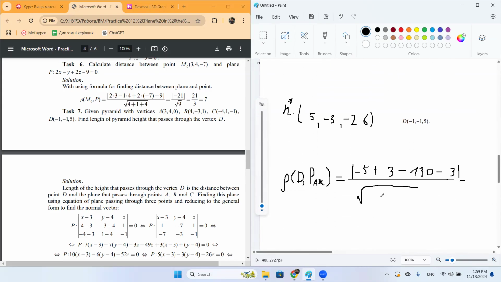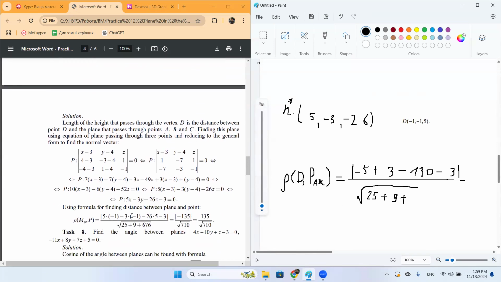And then we have 25 plus 9 plus 666. So basically, that's the answer. Finally, we will receive such answer. So 135 divided by square root of 710. So it makes no sense to play with the square roots. So that's what we had to find.